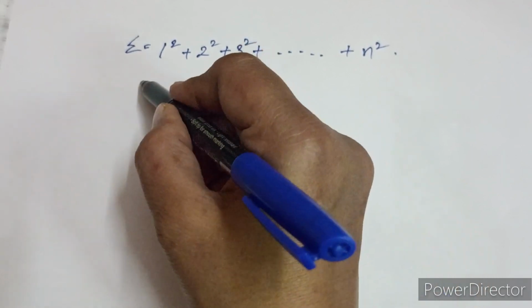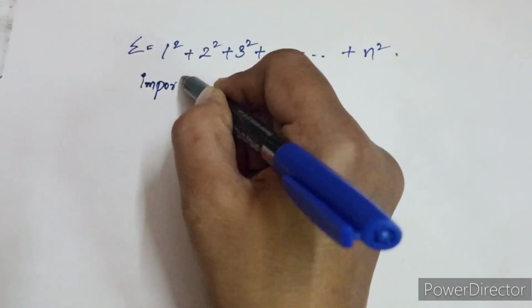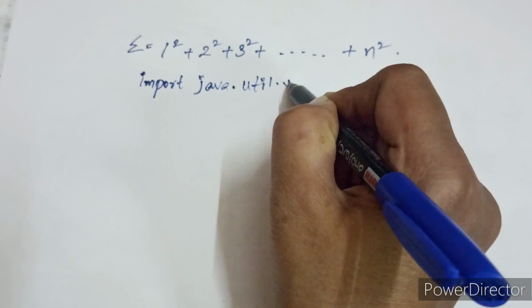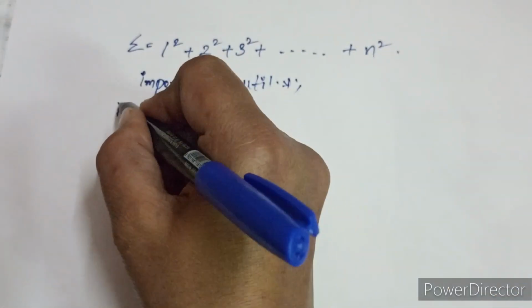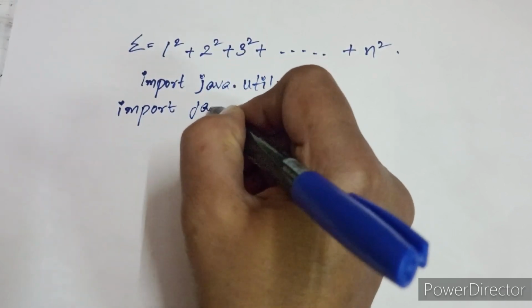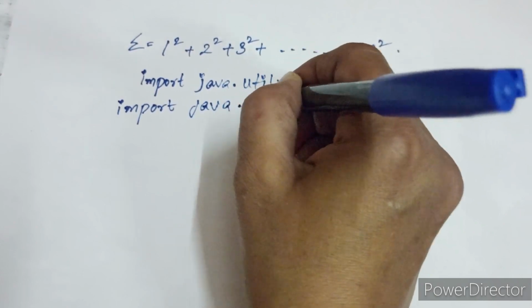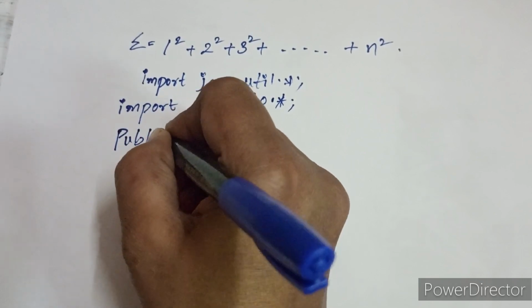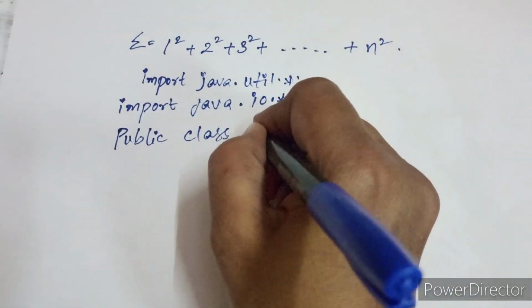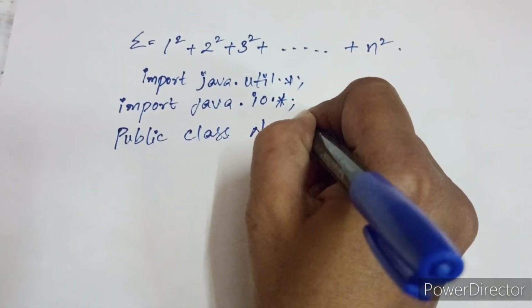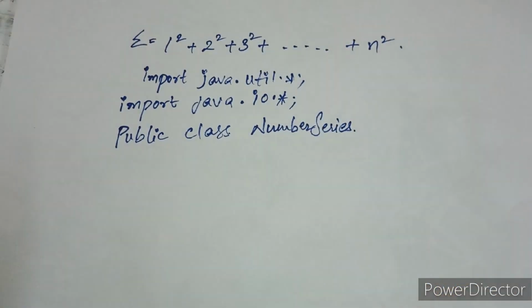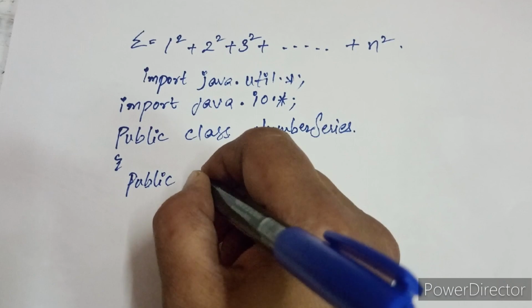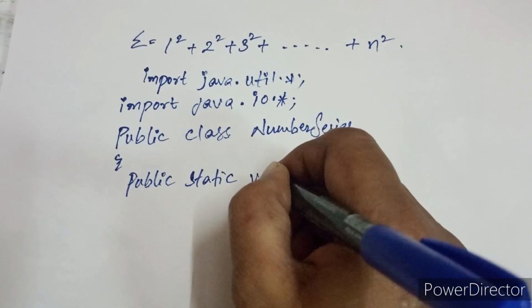For that, I am using the Scanner class. So I am using one package called import java.util.*. Then I am using one more import, java.io.*, for input output statements. I said that every Java program must contain a class, public class NumberSeriesProgram. Then every class must contain one method, public static void main.